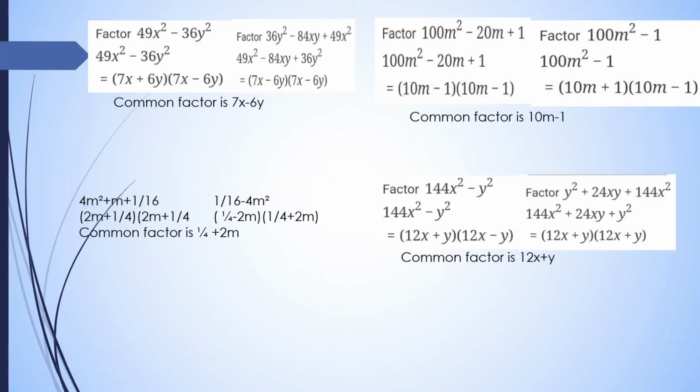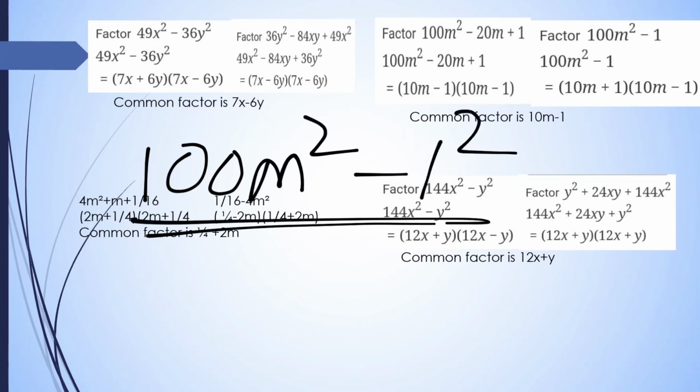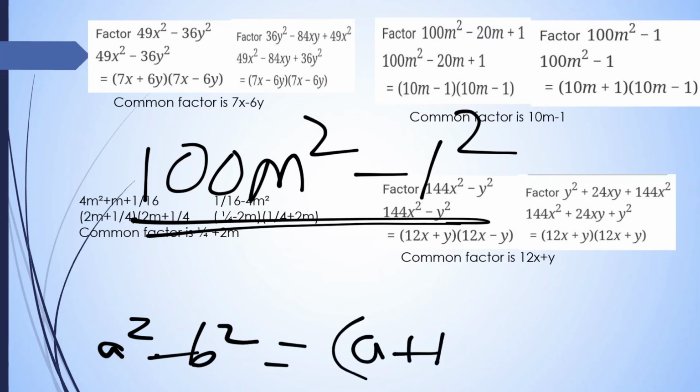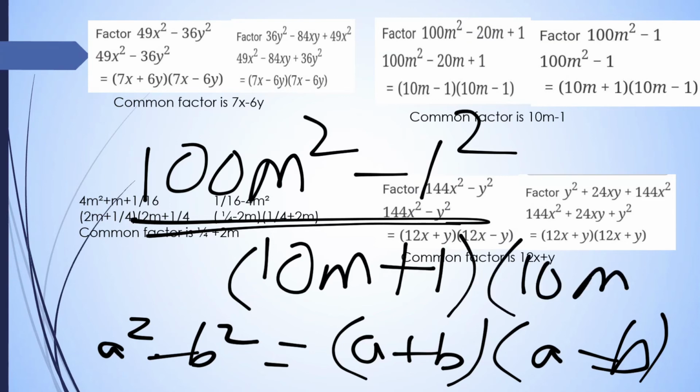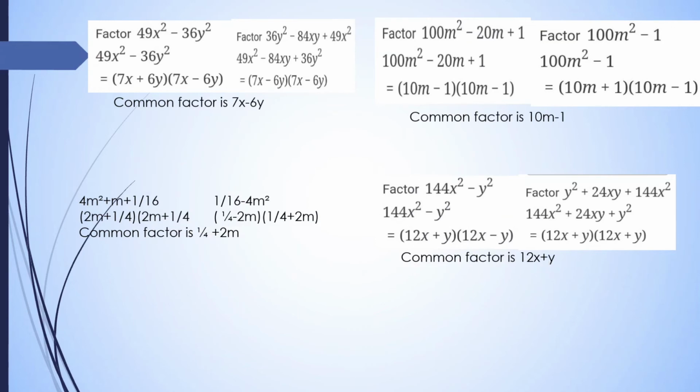Now for the second one, which is 100m square minus 1, it means 100m square minus 1 square is given. Now we have to apply the identity a square minus b square equals to what? A plus b and a minus b. Now here the value of a is 10m and the value of b is 1. It means 10m plus 1 and 10m minus 1 will be the factors.